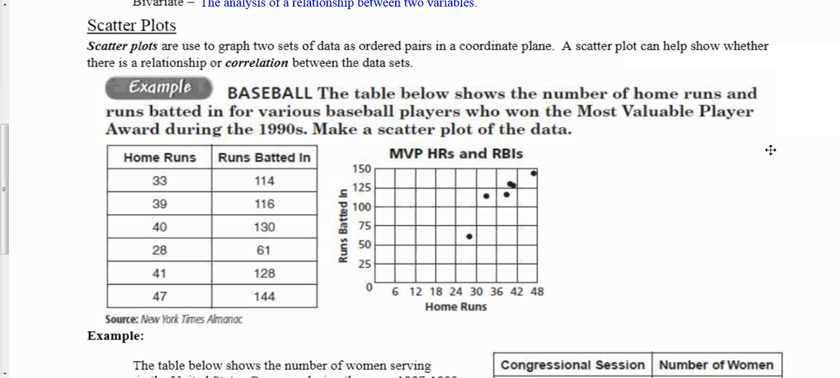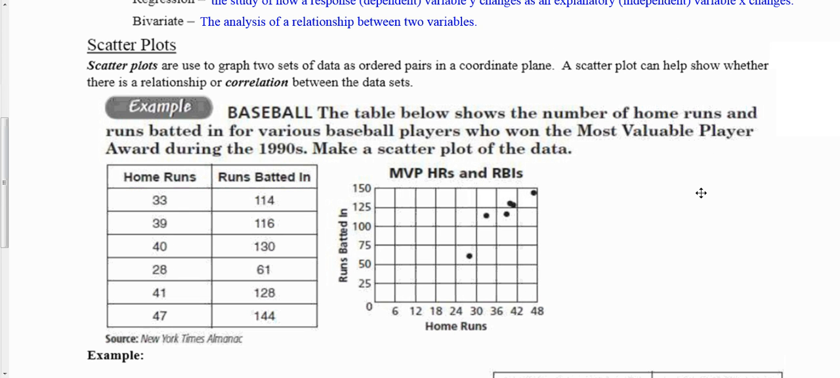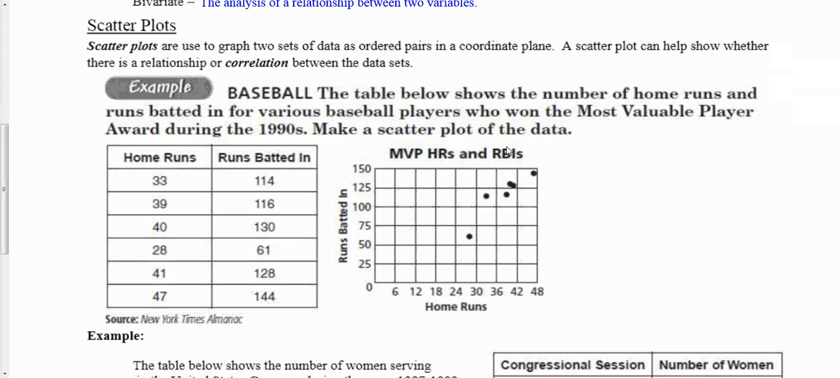So the story goes, we're looking at baseball. The table below shows the number of home runs and runs batted in for various baseball players who won the Most Valuable Player award during the 1990s. So we need to make a scatter plot of the data.